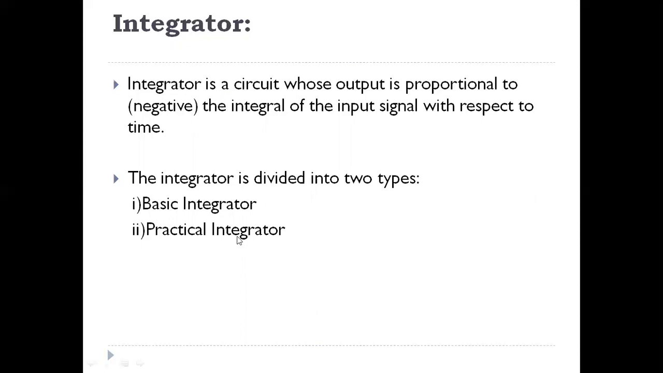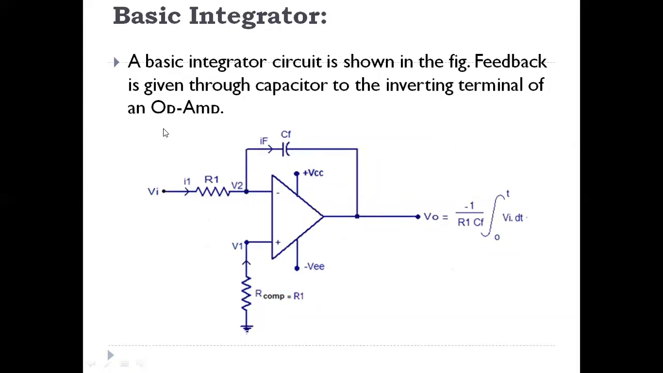Here we have two types of integrators, basic integrator and practical integrator. The next application is the basic integrator, a circuit which performs the mathematical operation of integration. In this circuit, the input voltage Vi is applied to the inverting terminal of the op-amp and the non-inverting terminal is grounded. This is an inverting amplifier, so we get a negative sign at the output, meaning the output is 180 degrees out of phase with the input.